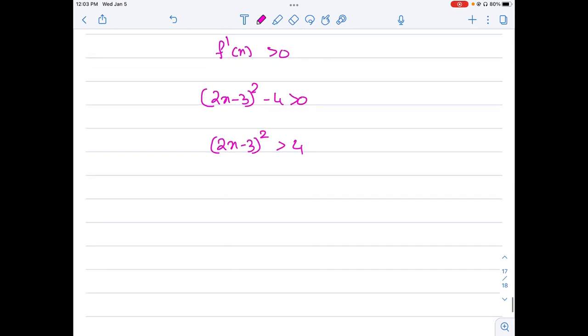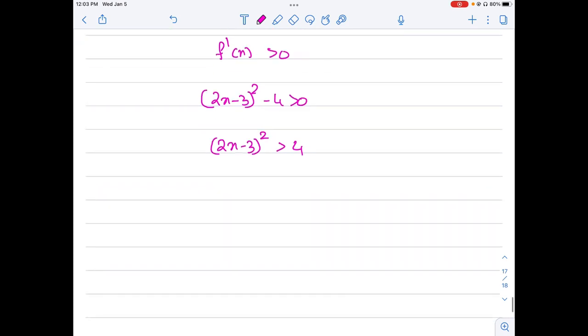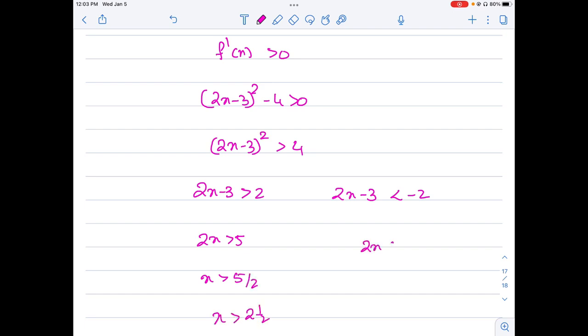So square root of 4 is 2, positive 2 or negative 2. So you get two answers, greater than positive 2, lesser than negative 2. Every time, greater than the greater number, lesser than the lesser number. So 2x is greater than 5, x is greater than 5 upon 2, x is greater than 2 1 upon 2. 2x is less than 1, x is less than 1 upon 2. This is going to be the answer.